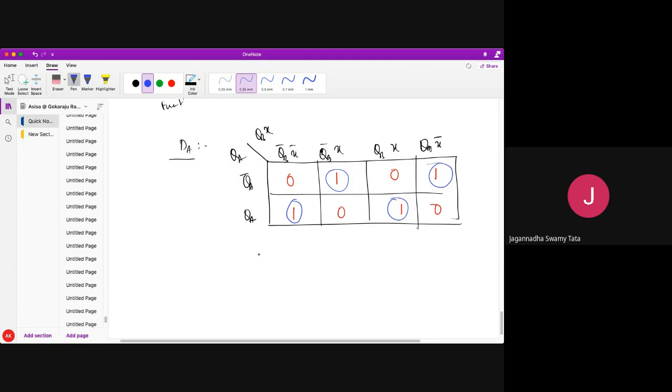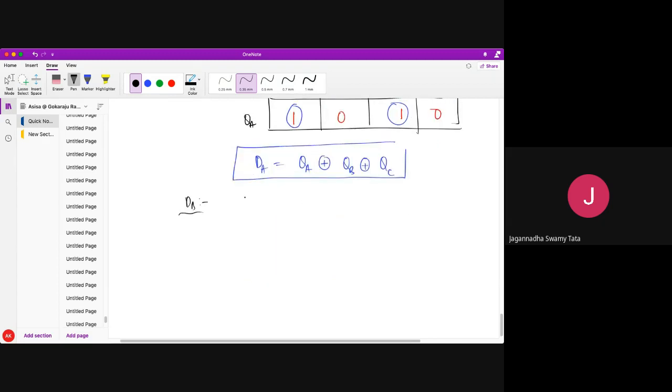And we know that if this is the case, DA is nothing else but QA XOR QB XOR QC. We have already seen many things of this type. You can do it yourself. Okay, next DB. For DB, what would it be?